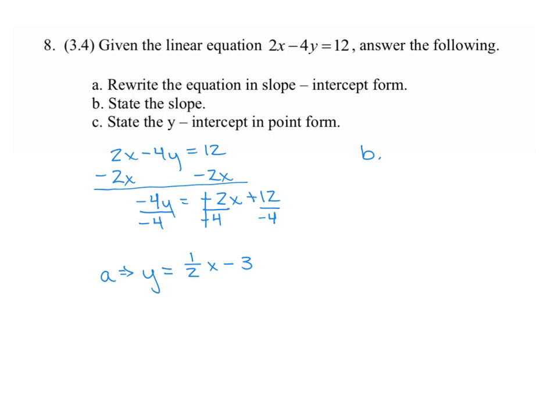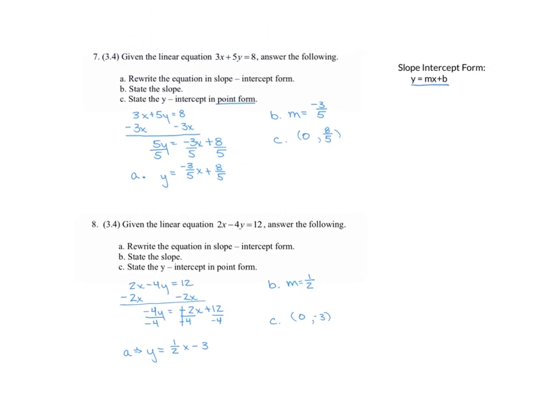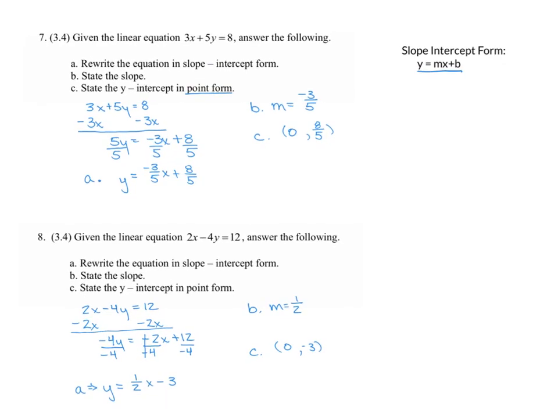Okay, for B, we want to know what is the slope. We're going to keep the coefficient of the x term, so it's going to be 1/2. And our y-intercept in point form, x is 0, y is negative 3. Okay, that takes care of translating into slope-intercept form for these problems. All right, let's go ahead and do a couple more.